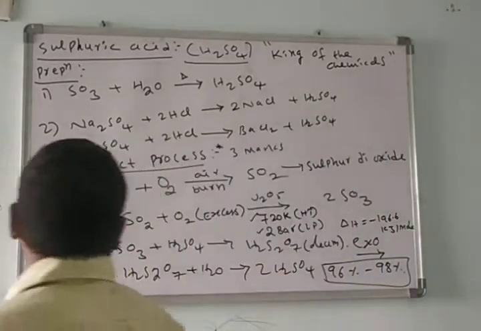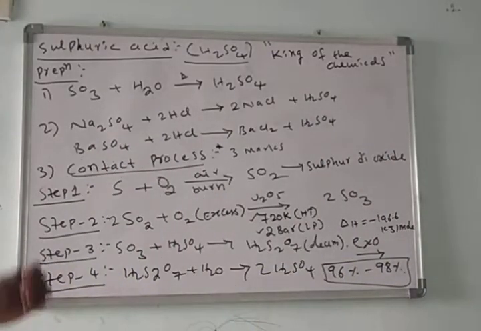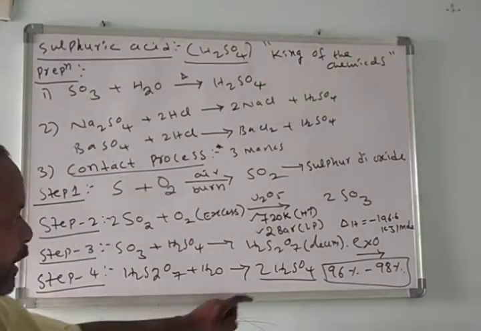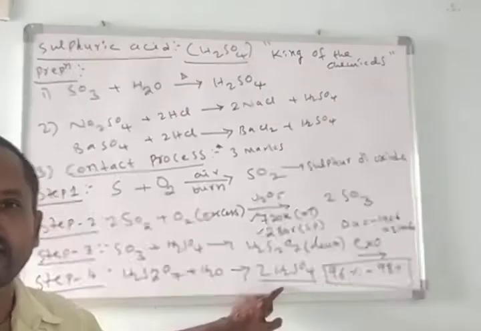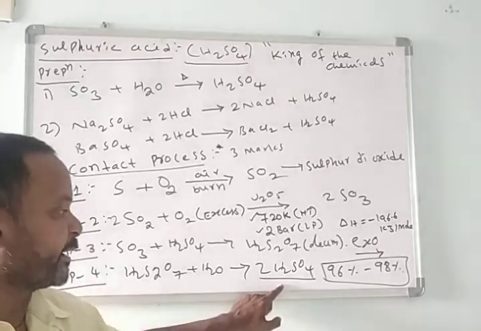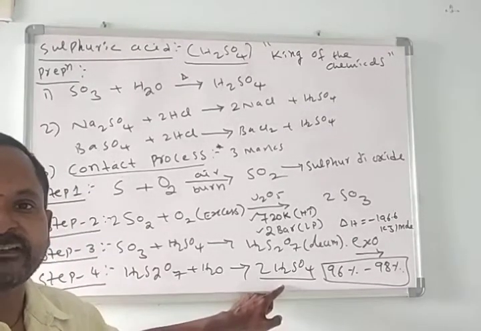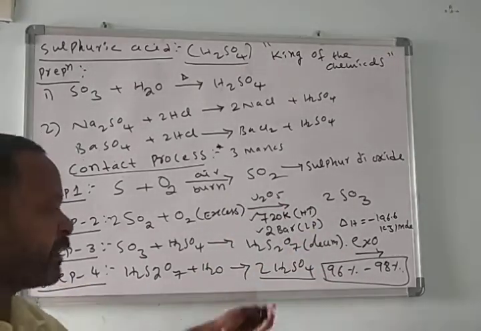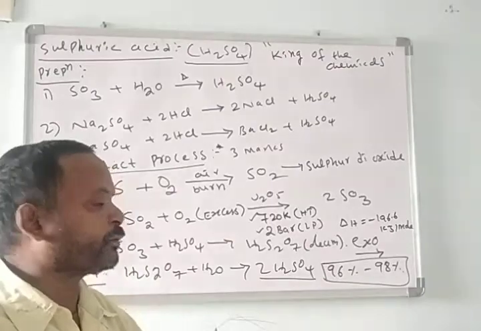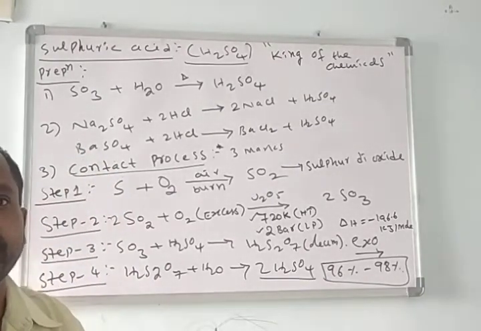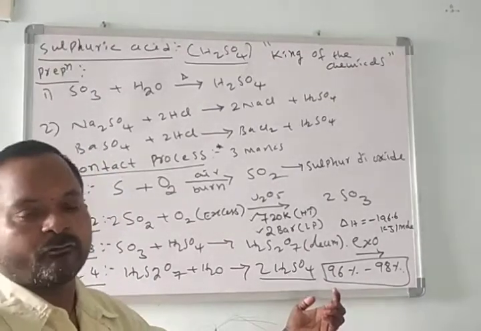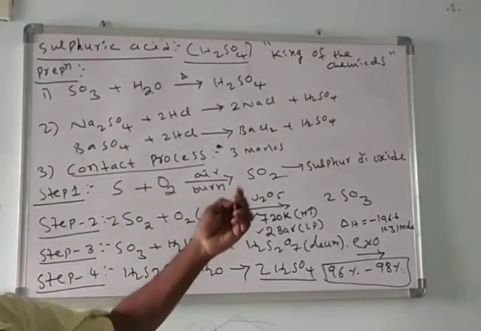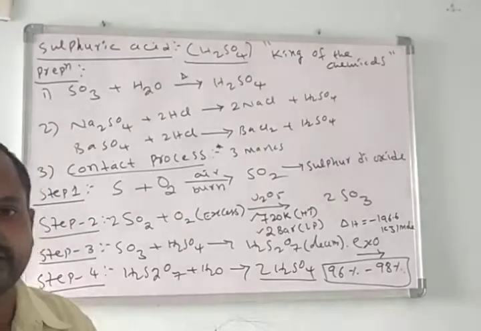Okay, these are the 4 steps involved in the preparation of sulfuric acid. After the formation of sulfuric acid, it contains some arsenic and antimony contaminants. Those will be removed by using purification methods. We get 96 to 98% concentrated sulfuric acid with 100% purity. This is the contact process, by which we prepare sulfuric acid.